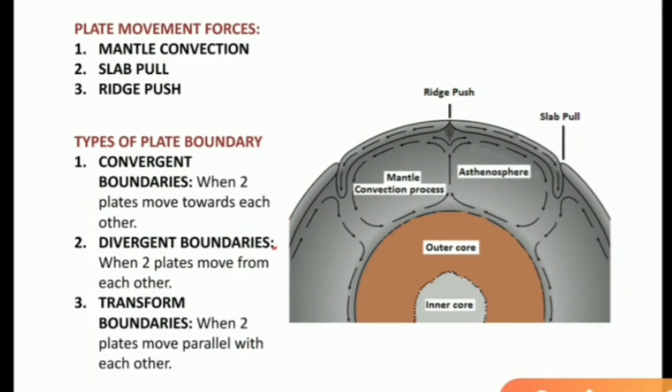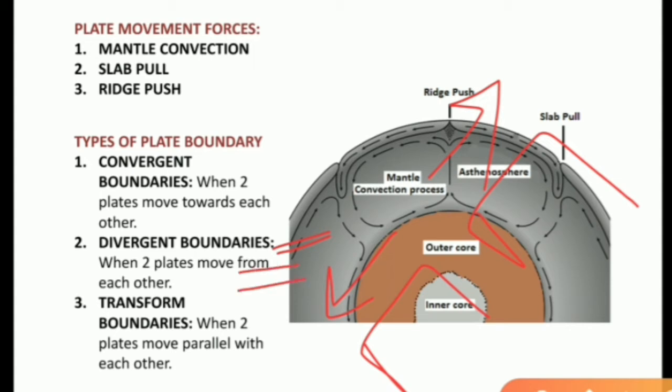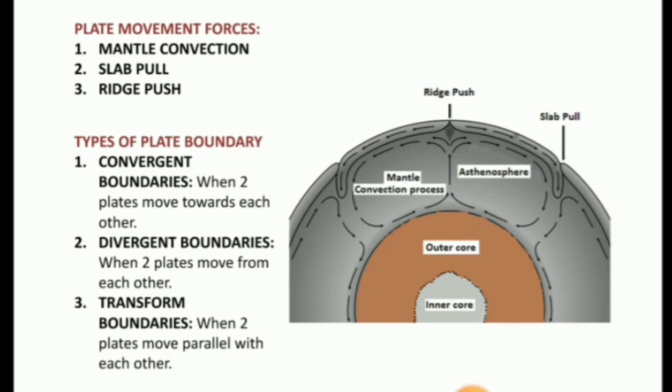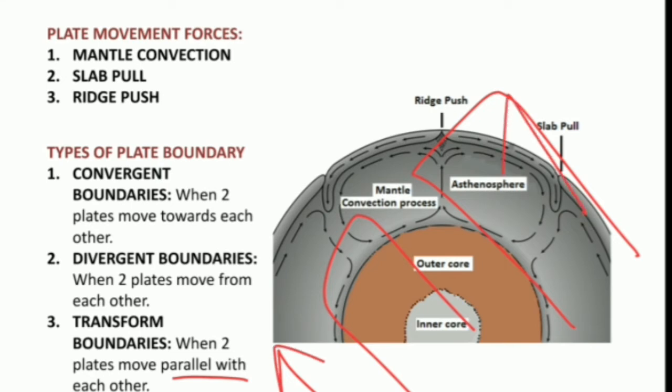Next, we have divergent boundaries. What is that? When two plates move from each other or move away from each other in opposite directions, that is a divergent plate boundary. And what is a transform plate boundary? When two plates move parallel with each other. Okay, this kind of plate boundary is simply known as transform boundary. This transform boundary is not important for the formation of Himalaya.